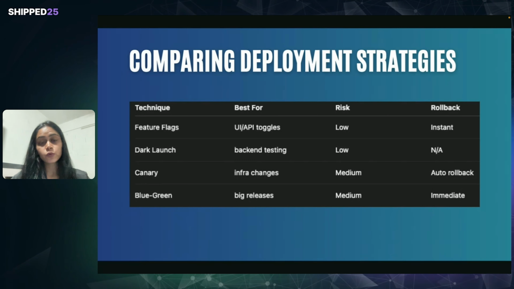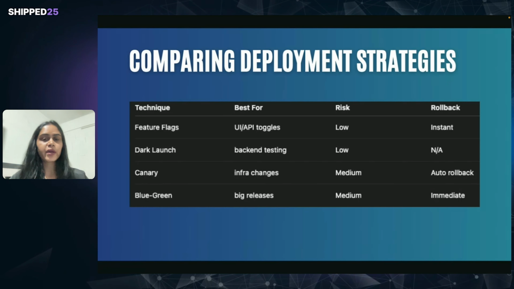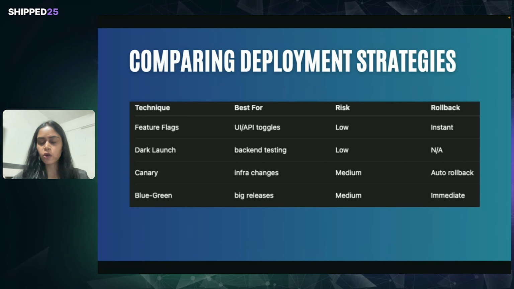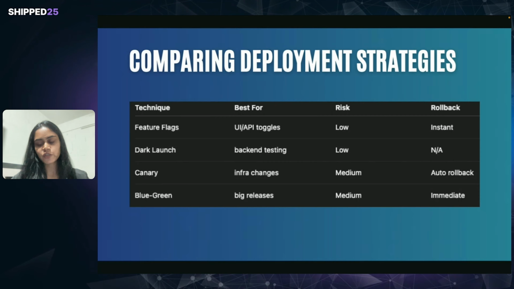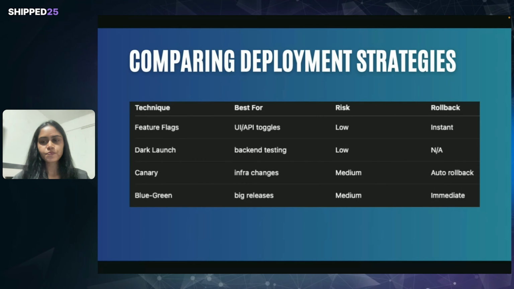Then we have blue green deployment. As we discussed in the previous slide, they are great for big releases where downtime is not affordable. Downtime should be zero. In this use case, blue green plays a really great role. And again, in blue green, you have to maintain two different environments, and you switch from one environment to another whenever the second one is ready.